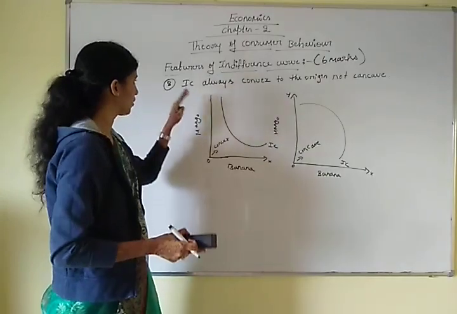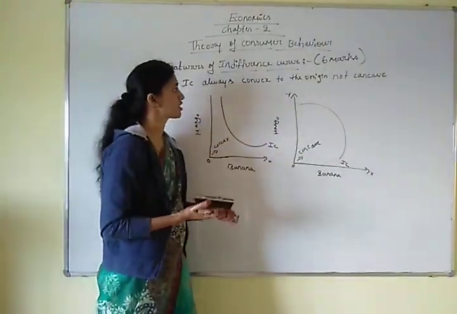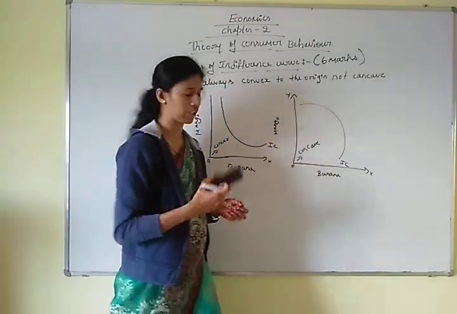Okay, next, the eighth important feature, the last one. The indifference curve is always convex to the origin, not concave.